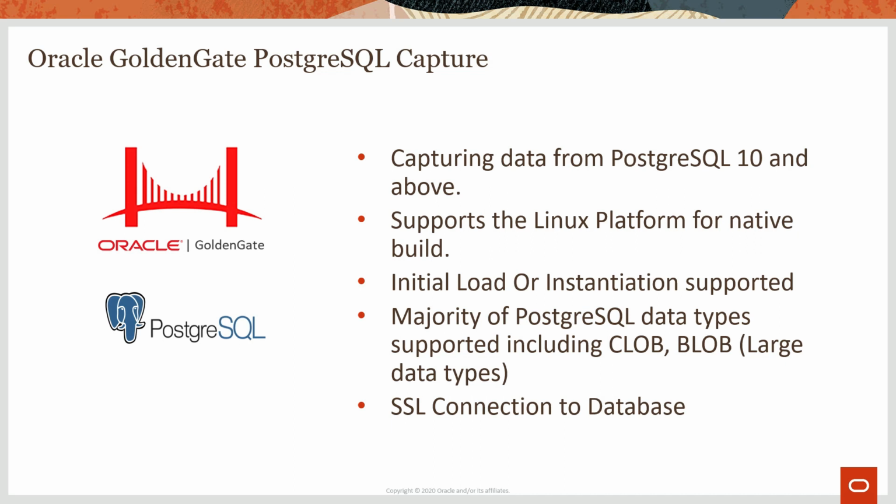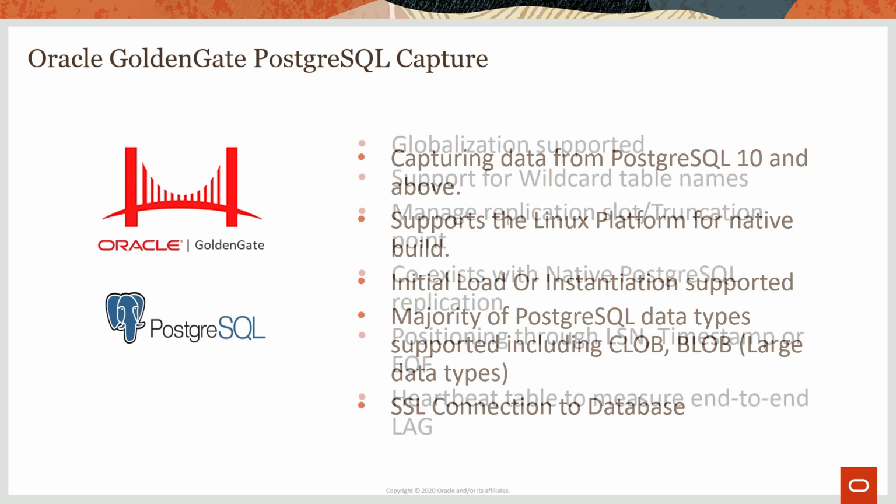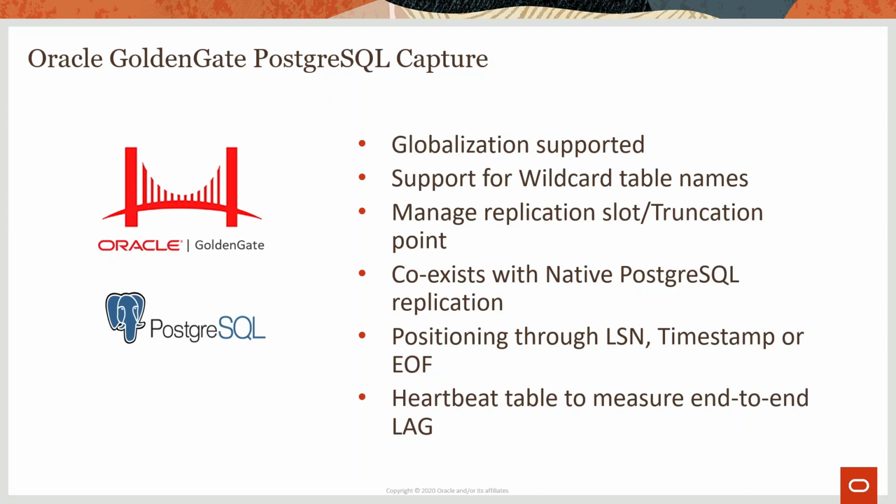The vast majority of PostgreSQL data types are supported, including clobs and blobs. So those large object data types, which are popular today in a lot of the modern web-based applications, are fully supported. And then we do support the SSL connection, which is a pretty typical requirement, especially for cloud-based Postgres implementations. Also on the capture side, we do support full globalization in the GoldenGate software, as well as the globalization in Postgres itself. You can wildcard how you set up your extract configurations for which tables you want to read from.